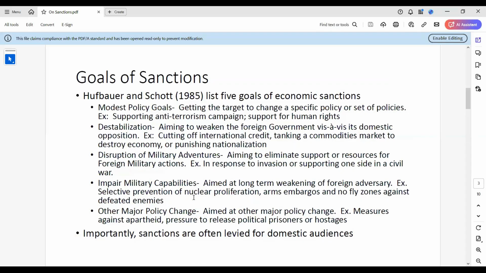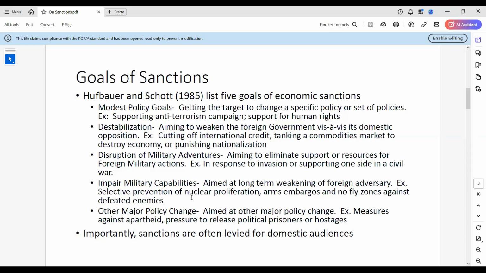Another one is to impair the military capabilities. This is aimed at long-term weakening of foreign adversaries. In other words, we have selective prevention of nuclear proliferation, to deny one side in a nuclear conflict the ability to acquire nuclear weapons to defend itself, or to counter the threats that it's getting from the other side. We'll put sanctions on them.